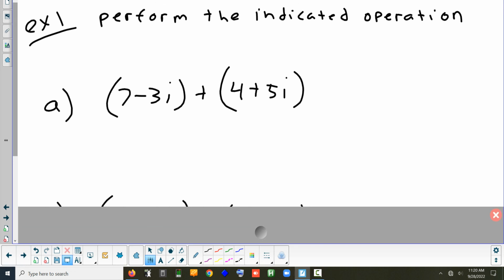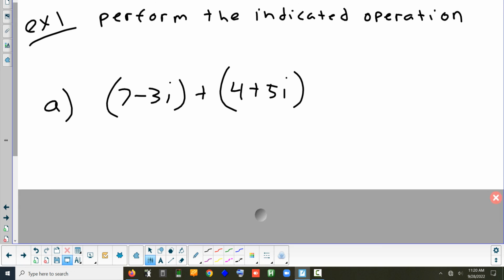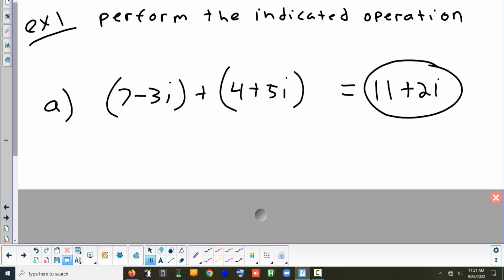Okay, let's try adding. So to add complex numbers, all you have to do is combine like terms. Combine your reals, combine your imaginaries. When I add these together, what do I get for the real part of my answer? 11. We had a 7. We added a 4. We get 11. How about the imaginary part? Plus 2i. And that's adding complex numbers.